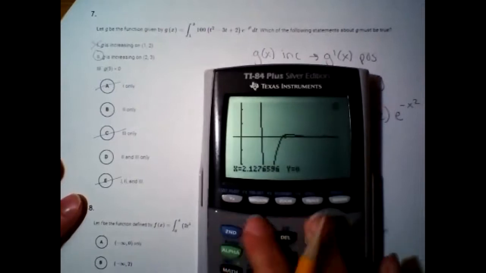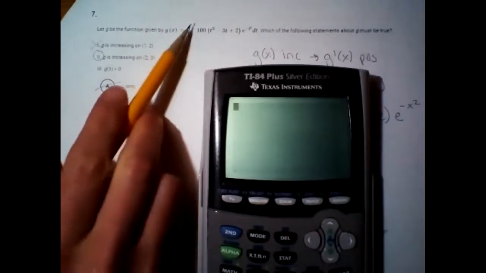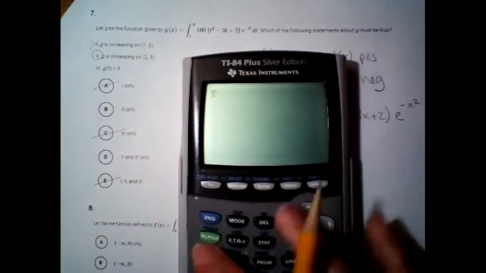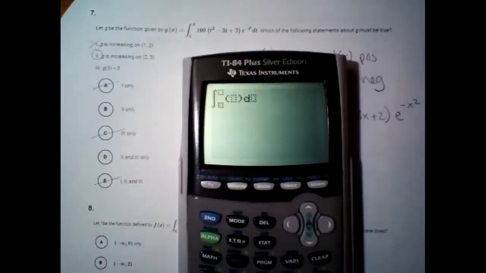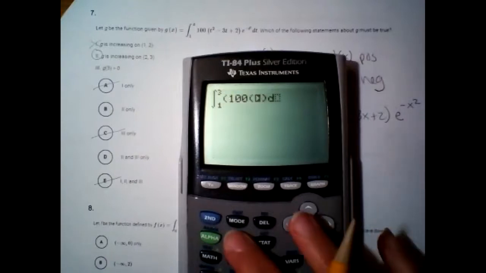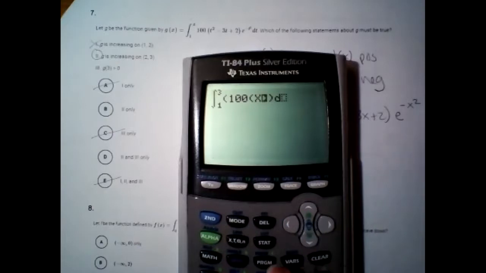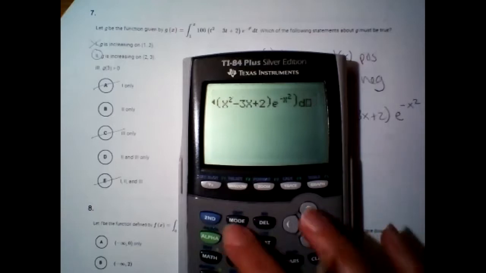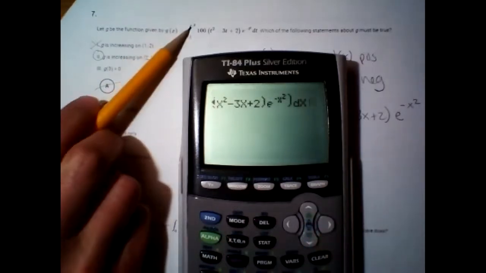All right, well, let me go back to the home screen. Let me quit out of here. I'm just going to plug in 3 for x and see what I get. So this will be math 9. I'm going to go from 1 to 3, and then I'm going to have to type all this again. So 100 parentheses x squared minus 3x plus 2 close parentheses e to the negative x squared, and then dx at the end. So I just plugged in 3 for this x.